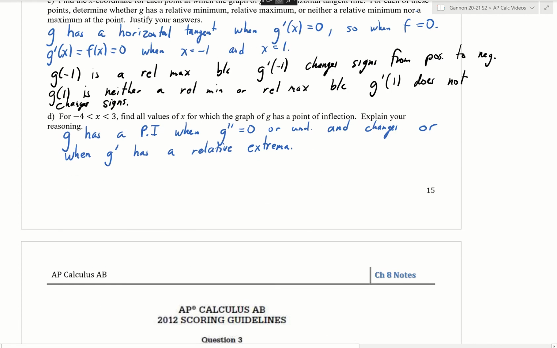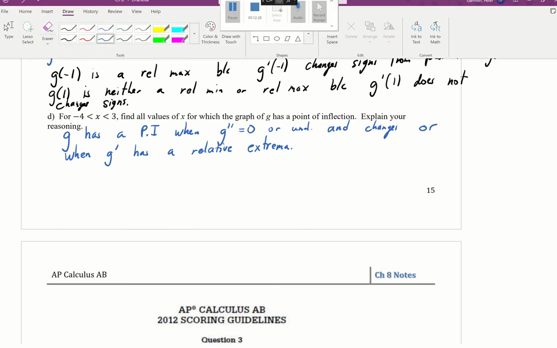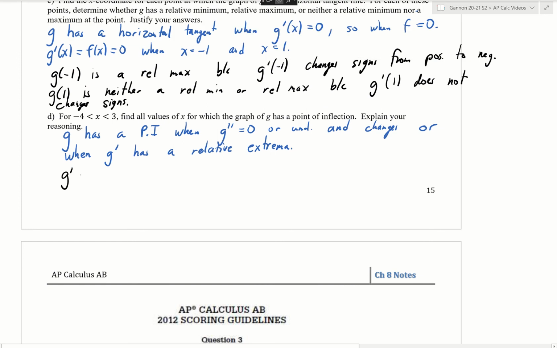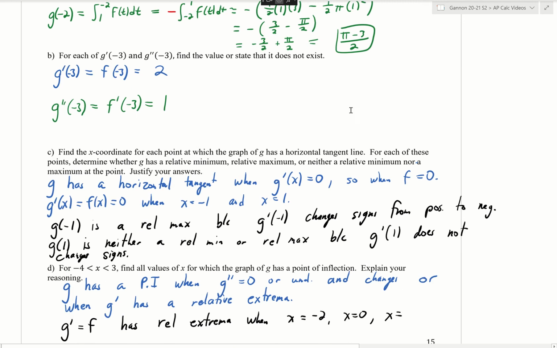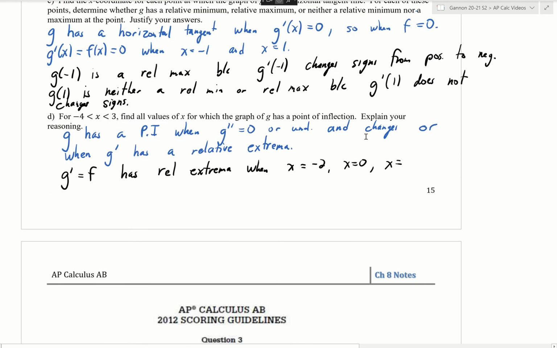So you could kind of finish this and say that g prime, which is equal to f, has relative extrema when x equals -2, x equals 0, and x equals, I think it was 1 if I remember correctly. Yes, 1. All right, so g prime, which is f, has relative extrema when x equals -2, x equals 0, and x equals 1, which are points of inflection of g.